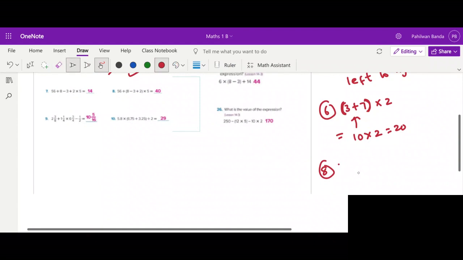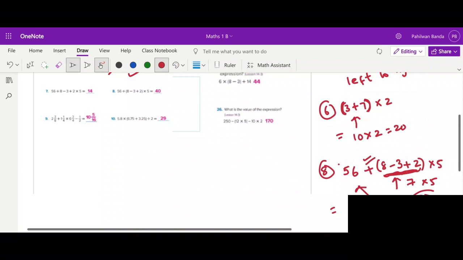56 plus 8 minus 3 plus 2 multiplied by 5. Now, what did I tell you just now? Try to find the value of the term inside the bracket. Don't go to any other term. First, simplify the term inside the bracket. So, 8 minus 3 is 5. 5 plus 2 is 7. Now, this is 7 and you have multiplied by 5. 7 multiplied by 5, how much? 30. This 30, you add it to 56 because you have addition here.